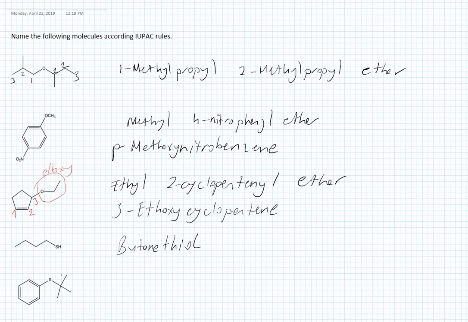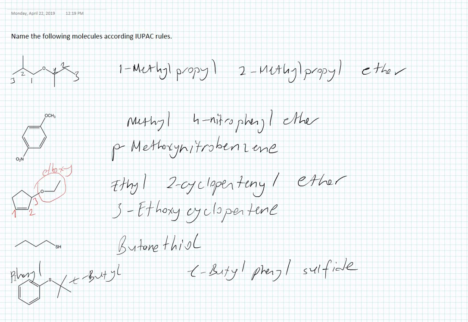Okay, let's look at this part. This part is, let's write here, t-butyl, and this part is phenyl. So we have to say first butyl because alphabetically B comes before P, and T is not the first letter. Okay, so we have to say that t-butyl phenyl sulfide.